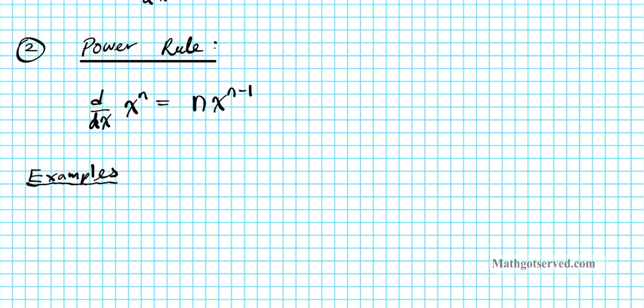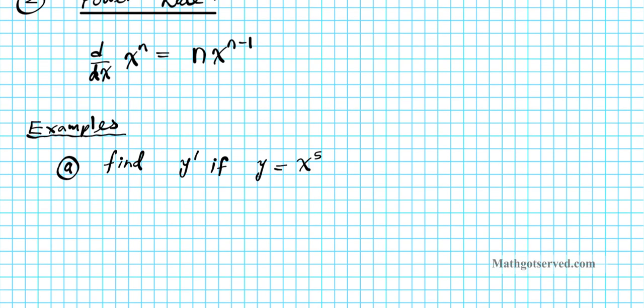All right, examples. So the task is as follows. Let's call this A, so don't get confused. Find y prime if y is equal to x to the 5th power. Okay? All right. So we're going to be using the power rule here clearly because we can see that this is the power of the form x to the n. So y prime in this case is going to be what? In this problem, n is 5, right?